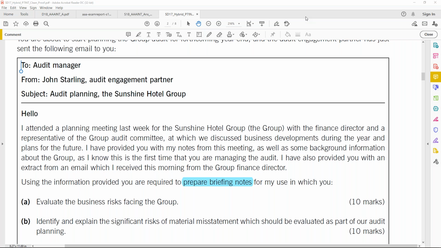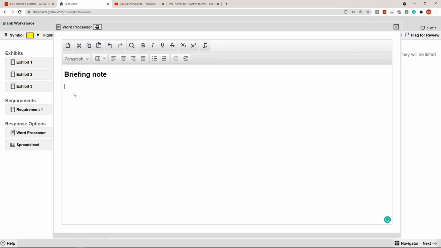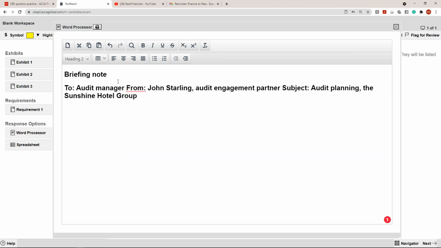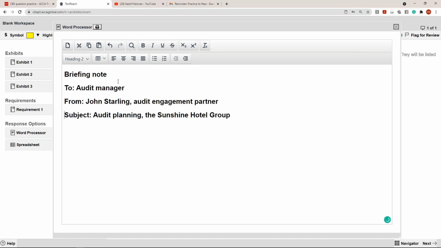You press Control C, or you copy it. You go down to your workspace, put a cursor here and you say paste. See, the to, from, subject has come over here. You can just increase the font size of the to, from, subject here. You increase the font size to heading number 2, and you can just say to, from, and the subject. See, you do not even need to type it.